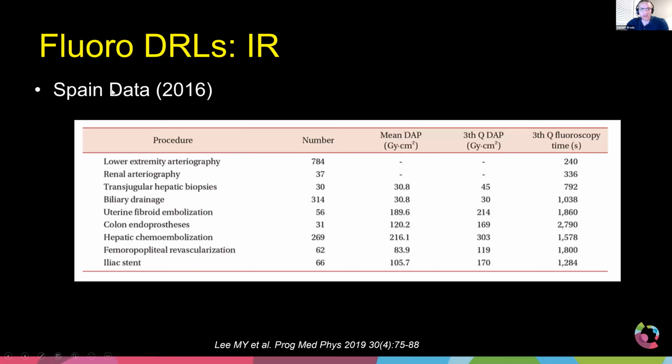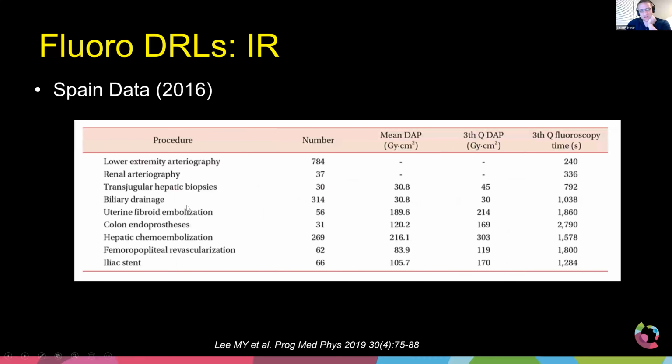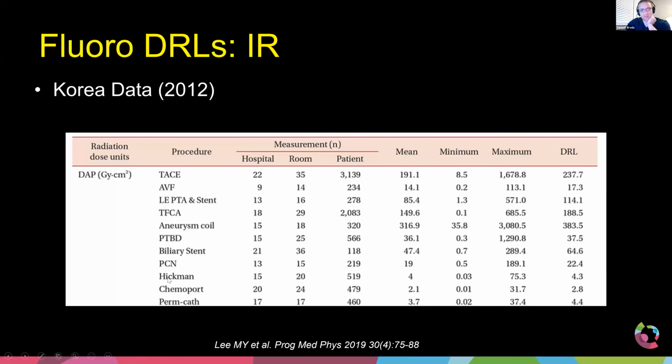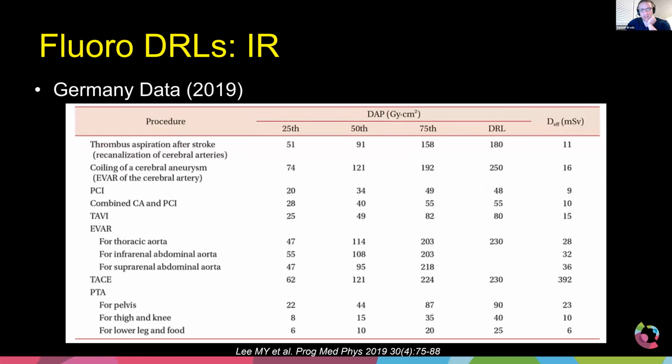Here's Spain, their diagnostic reference levels. And once again, look, this list is different than this list. They didn't do anything with Hickmans, for example, whereas in Korea, they actually looked at Hickman line placements. Looking at Germany, completely different list, and their diagnostic reference levels in units of gray centimeters squared.